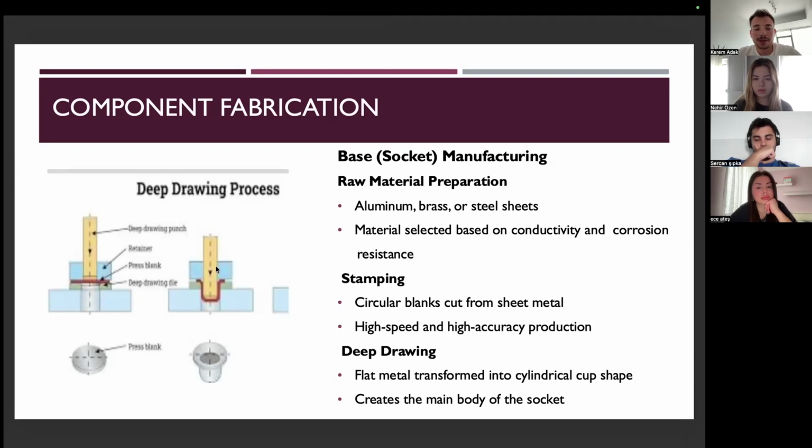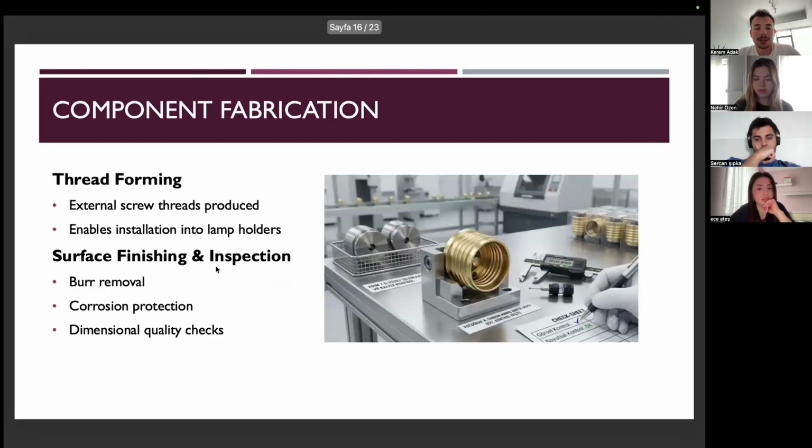After stamping, the metal pieces go through the deep drawing process. During this step, the flat metal piece is shaped into a cylinder. This creates the main body of the socket. Deep drawing is one of the most important manufacturing processes because it gives the socket its final shape. The next step is thread forming. Screw threads are made on the outside surface of the socket. These threads allow the bulb to be easily installed and removed from a lamp holder.